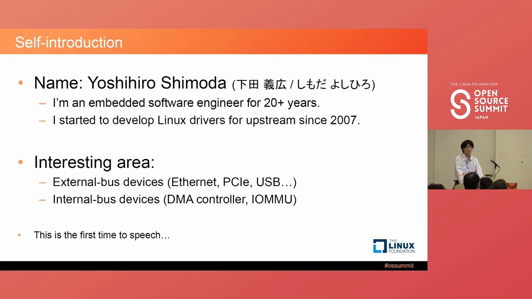My name is Yoshihiro Shimoda. I've been an engineer for 20 years. I started upstream kernel development in 2027. My areas of interest are Ethernet, PCIe, USB, DMA controller, and IOMMU. Today is the first time I'm speaking, so I'm very nervous, but I will do my best.